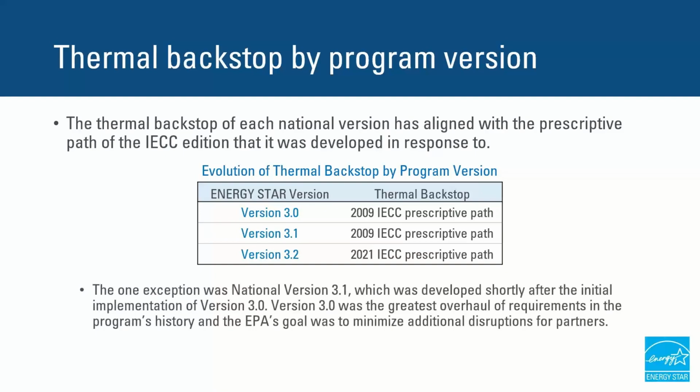The only exception to this is National version 3.1, which was developed in response to the 2012 IECC, but for which the backstop was kept at the 2009 IECC. And the reason for this exception is that National version 3.1 was developed very shortly after the initial implementation of version 3.0, and version 3, as some of our longtime partners might well remember, was the greatest overhaul of our program requirements in the history of the program. So given the timing, our goal was to minimize the additional disruptions for partners, and so we retained the same backstop as version 3.